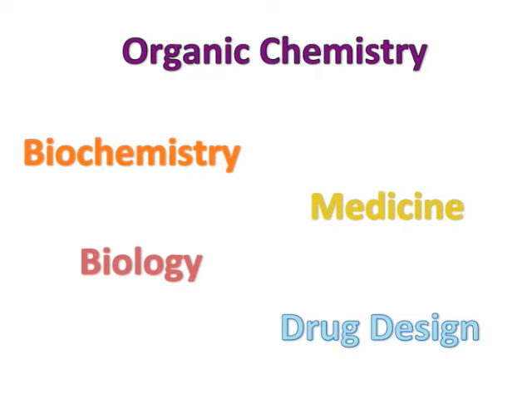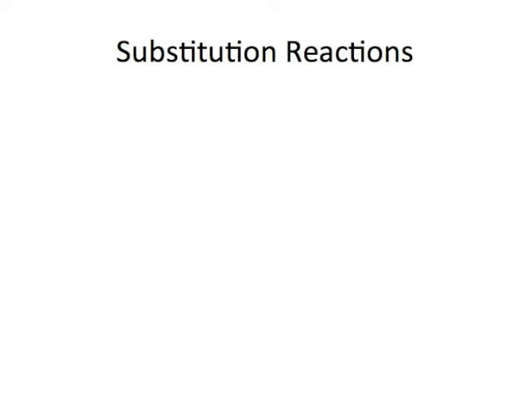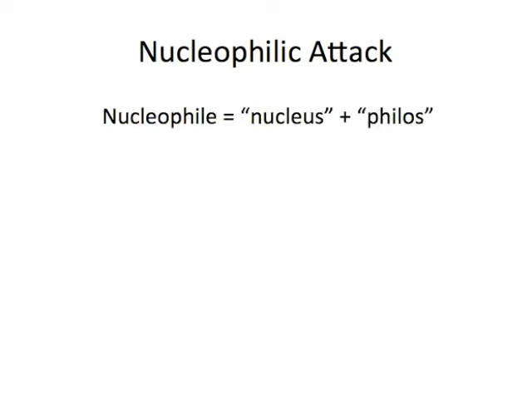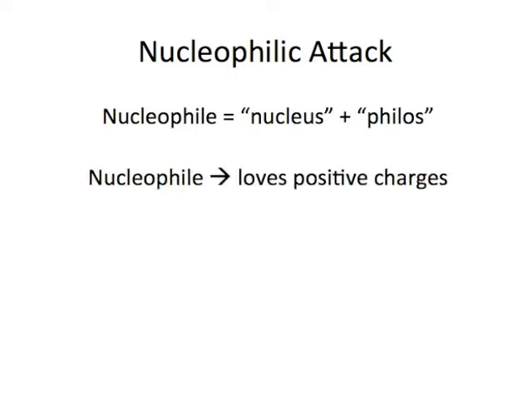In order to approach substitution reactions, we have to review the four arrow-pushing mechanisms. These are nucleophilic attack, leaving group leaving, proton transfer, and carbocation rearrangement. A nucleophile is something that loves a nucleus, or is attracted to positive charges. Phile comes from the Greek word root philos, the same as Phil in Philadelphia. It means love, just as Philadelphia is the city of brotherly love. So, a nucleophile is attracted to positive charges.